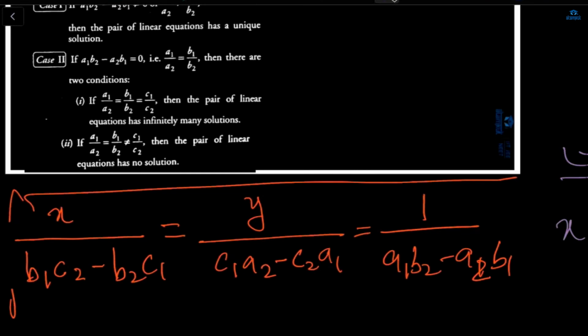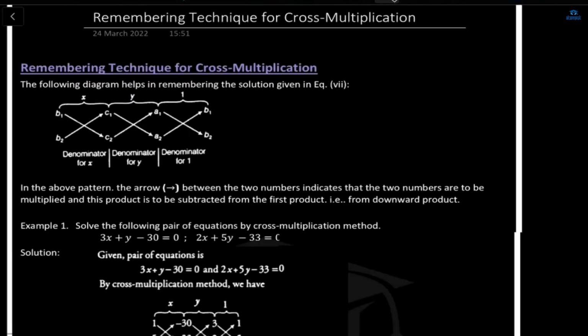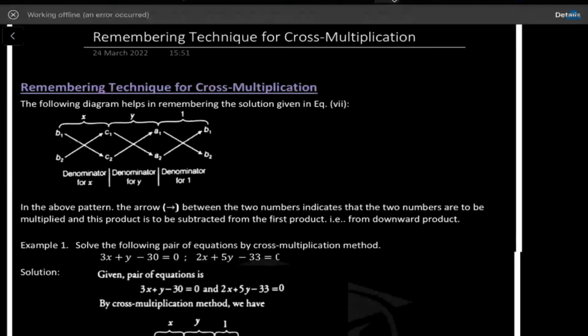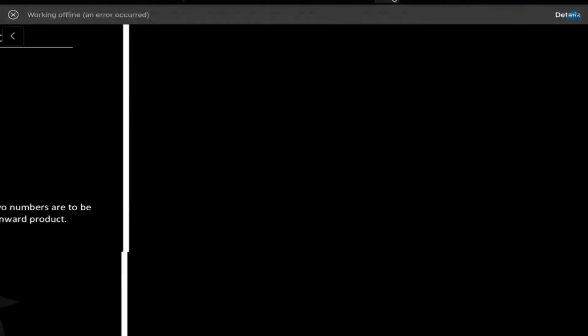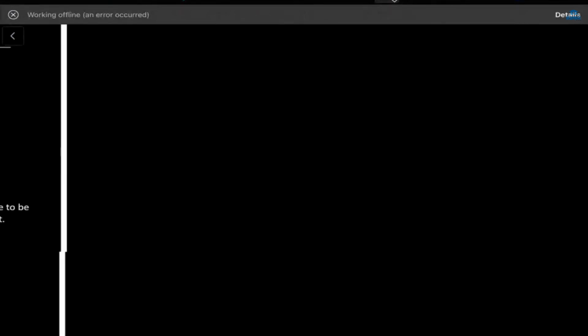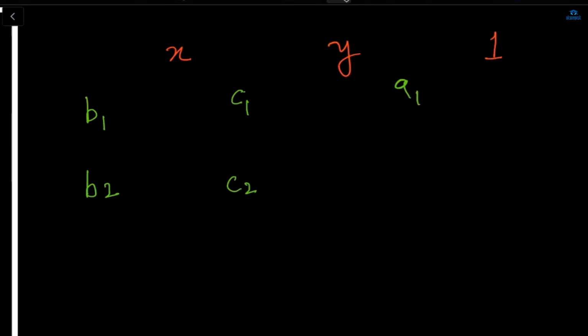Now, this is a way to remember it. See it properly. The following diagram, I will draw it in a bigger way. If any doubt is there in this diagram, just ask me. x, y, and 1. Then B1, B2, C1, C2, A1, A2, B1, B2. When you are solving the question with the cross multiplication method, draw this diagram, meaning write the values of these coefficients.